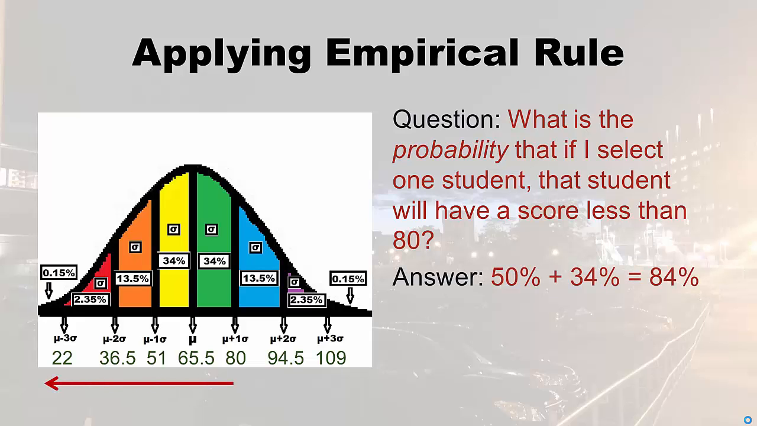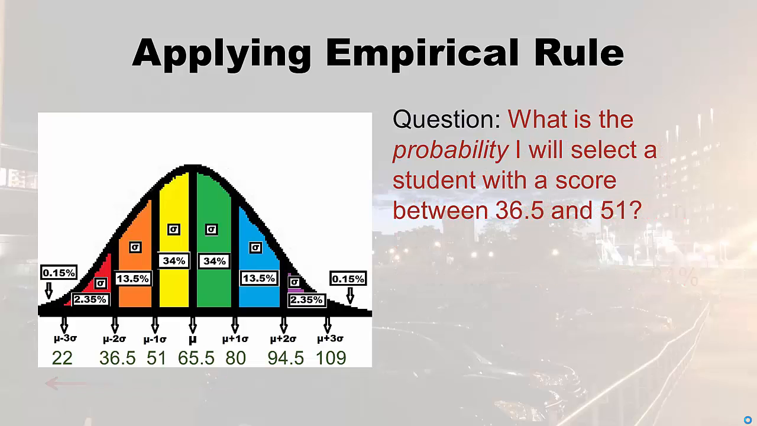So the answer is going to be, I use that 50% trick here. That answer is going to be 50%, which is the whole bottom half of that curve, plus 34% gets up to 84%, right? So the probability that if I select one student, that student will have a score less than 80 is 84%. And that's the same as saying what percent of the data is below 80 is 84%.